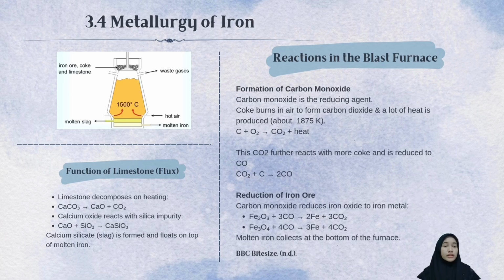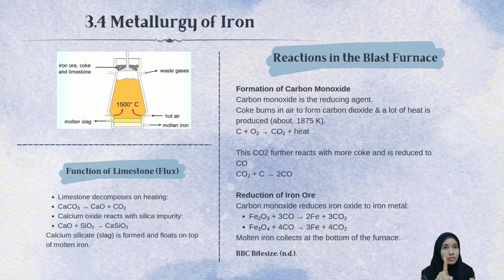Now we move to the reactions in the blast furnace. We divide it into two reactions. The first one is the formation of carbon monoxide. The other one is the reduction of iron ore. Let me explain the first one first. As you know, carbon monoxide is a reducing agent. The coke that we mixed with the iron ore just now is going to burn in air in the blast furnace and form carbon dioxide, and it also releases a lot of heat, like 1875 Kelvin. So the chemical equation is carbon reacts with oxygen to give carbon dioxide and heat.